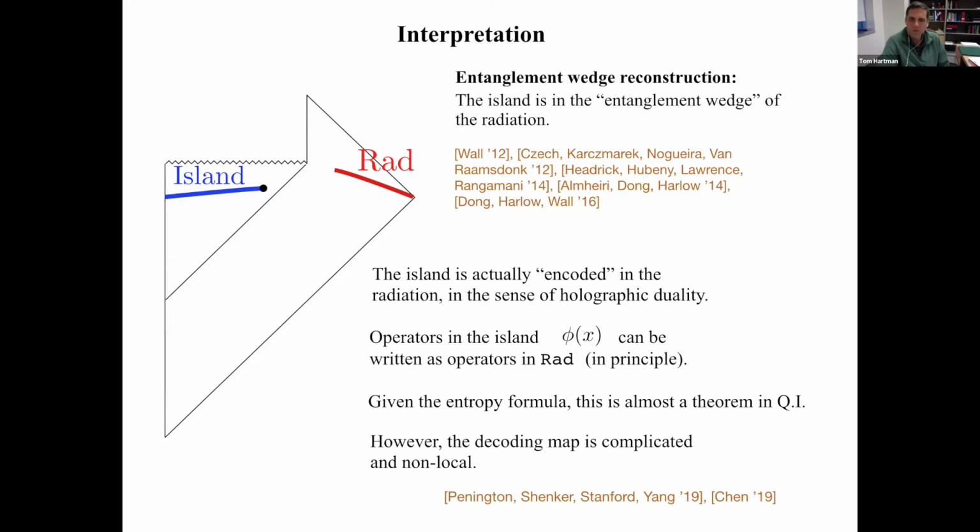In other words, operators in the island, like some field operator φ(x), can be written as operators in the radiation in principle, although the actual way of doing that writing can be very difficult. This map from operators in the island to operators in the radiation is a very complicated one that connects to the subject of quantum error correcting codes and is a subject of a lot of study recently in AdS/CFT.